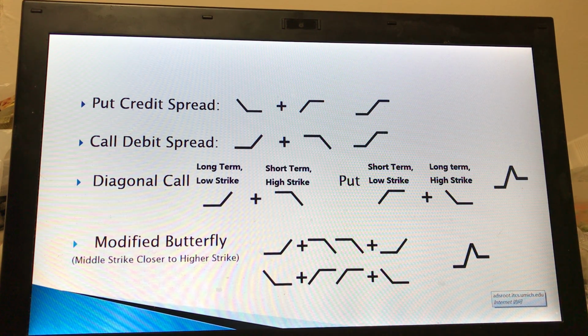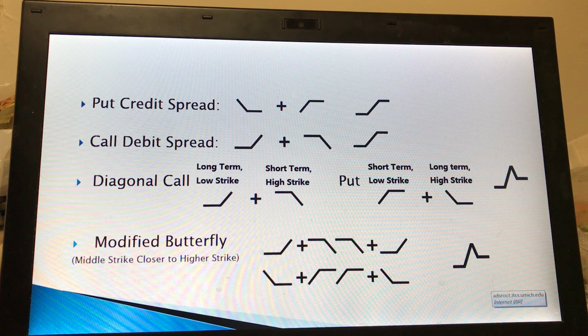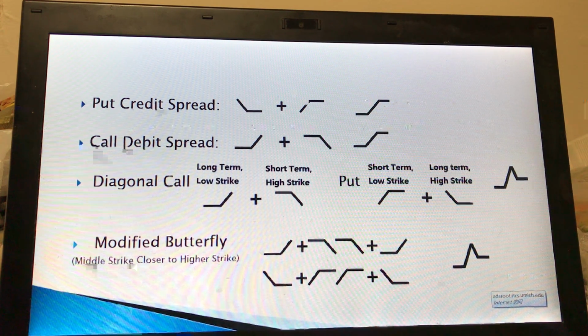Okay, so the next strategy is about the diagonal call and diagonal put. The diagonal call consists of a long-term low strike long call and a short-term high strike short call. It is called diagonal because both the term and the strike price are different.